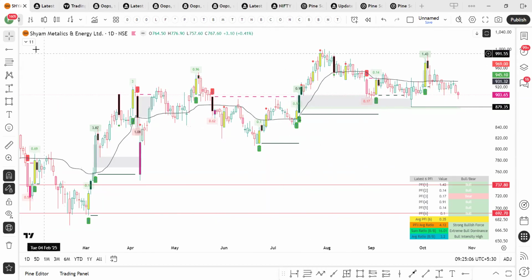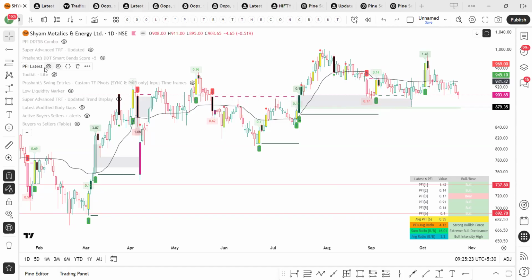We are going to cover this indicator. What is the purpose of these arrows? What do these arrows indicate? You can see price, there is a hidden gap here. So price came in that hidden gap, went up. Again, it came down in that, went up. So how to use PFI indicator?